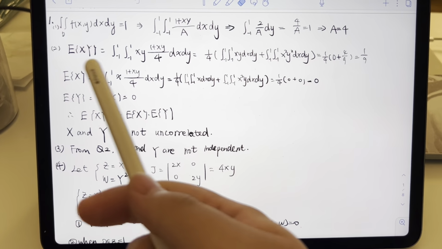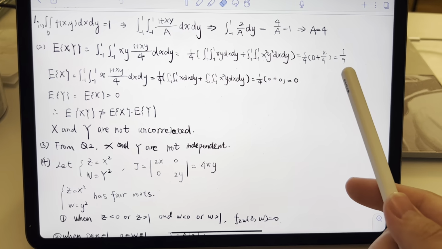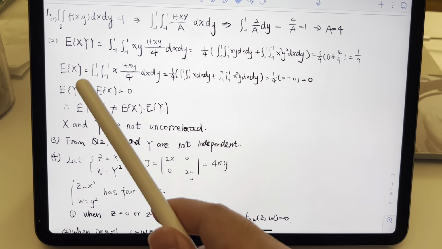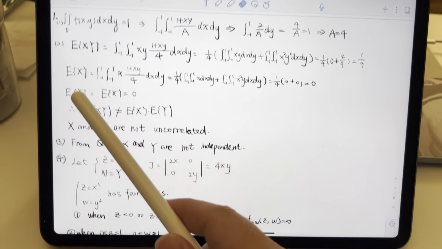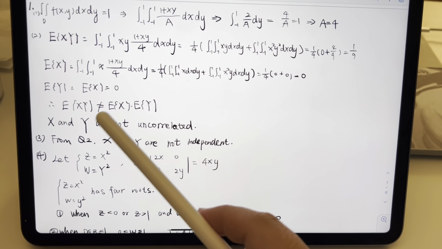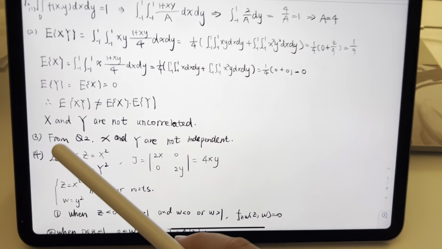So for the first equation, the answer is 1 over 9. And we found that the expectation of x and the expectation of y are both 0, and then it's not equal, so they are not uncorrelated.